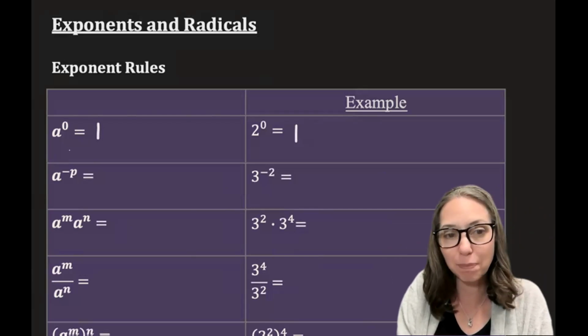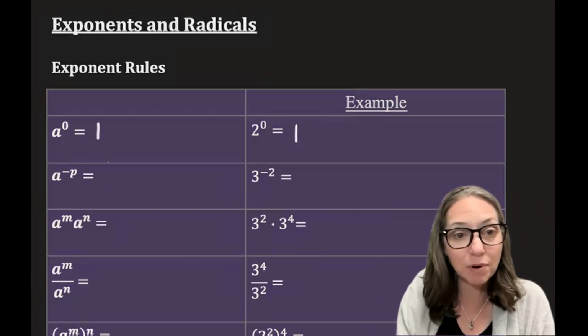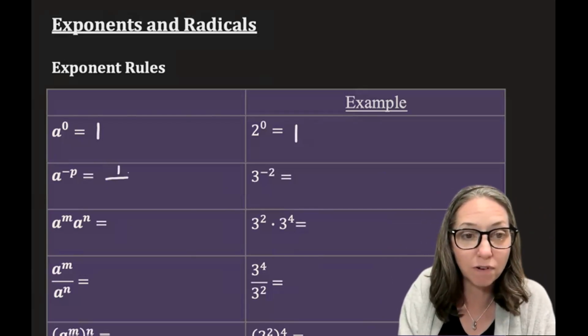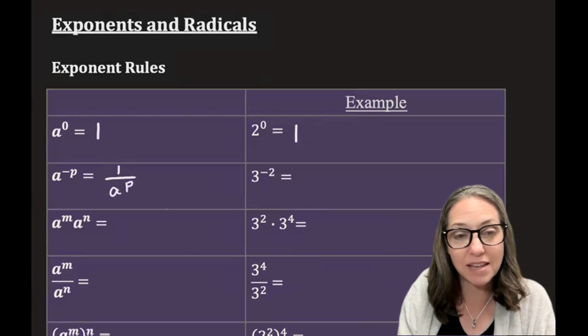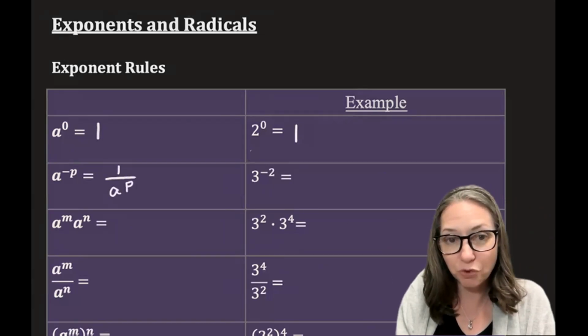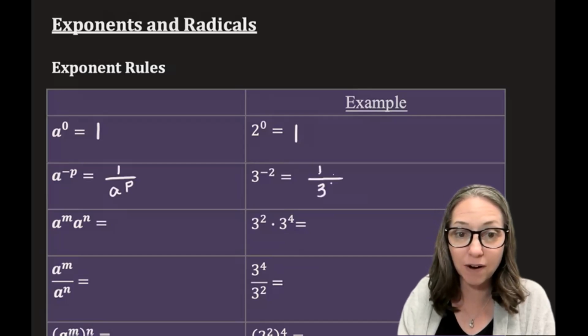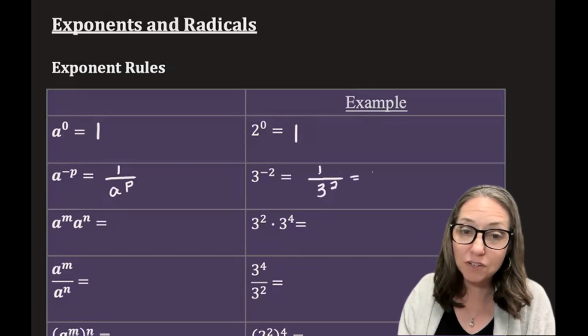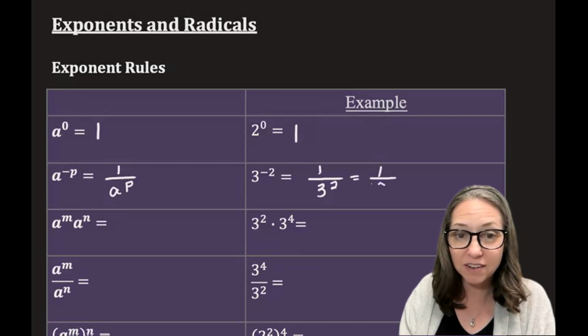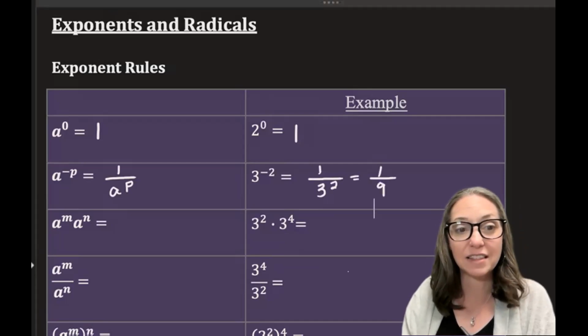A to the negative p. If you have a negative exponent, that is equivalent to 1 over that same base, we'll call a, to the positive p. So for example, 3 to the minus 2, right? We can rewrite that as 1 over 3 to the positive 2. This one further simplifies because 3 squared is 9, so that is a ninth.